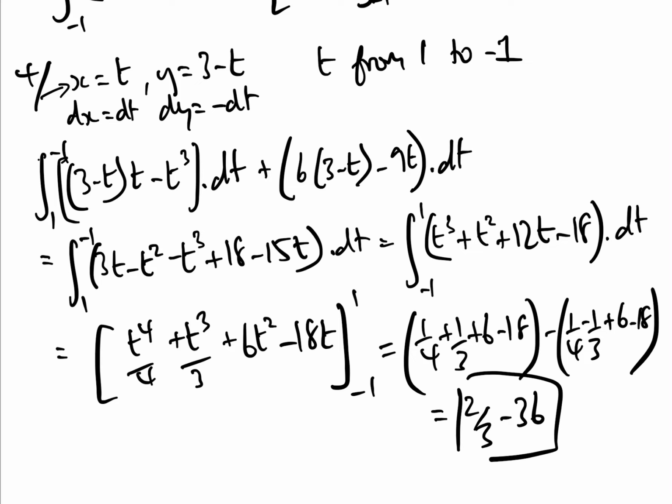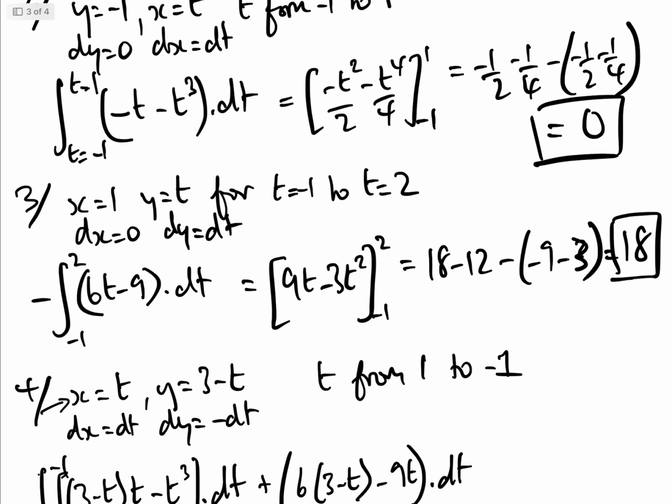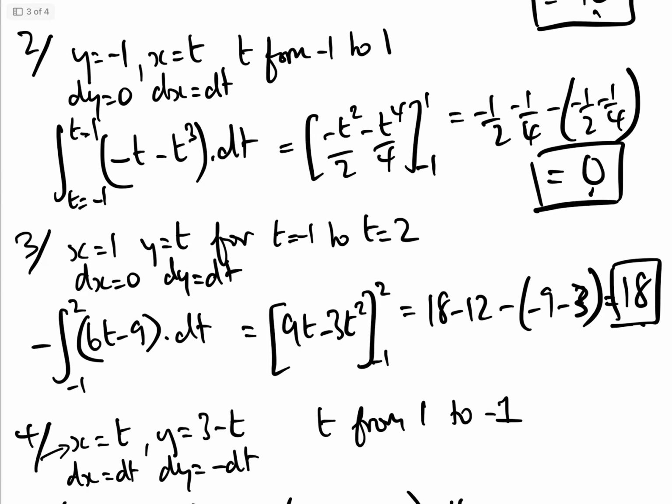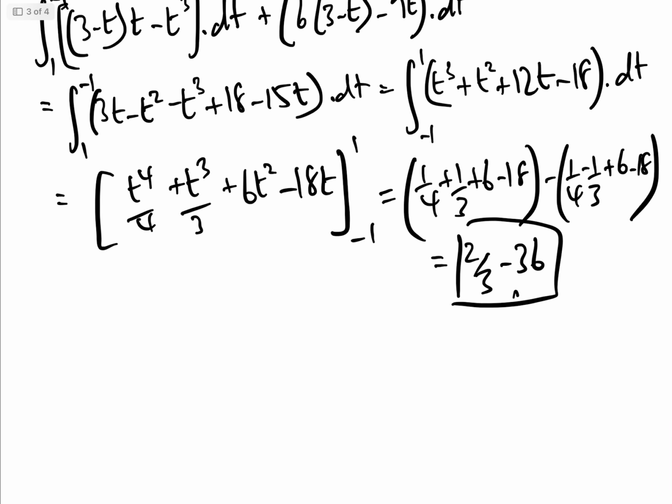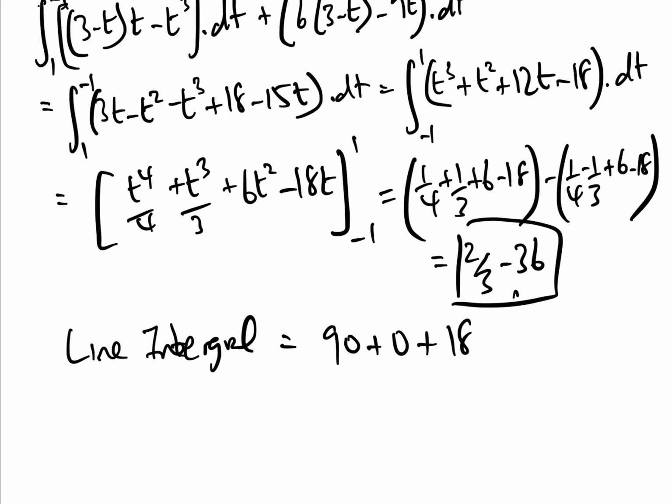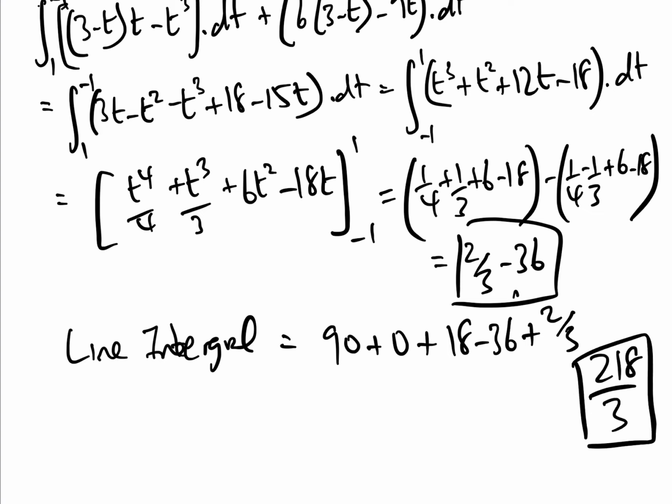So when we add all of these up, all four of them, 1, 2, 3, 4, we get the total line integral is equal to 90 plus 0 plus 18 minus 36, add 2/3, which is 218 over 3. So that is the value of the line integral.